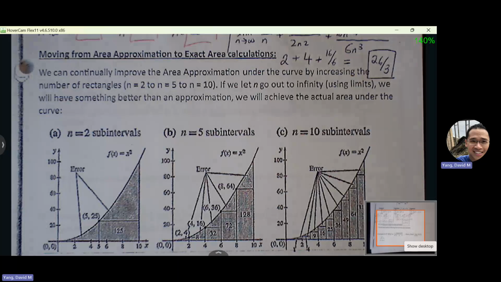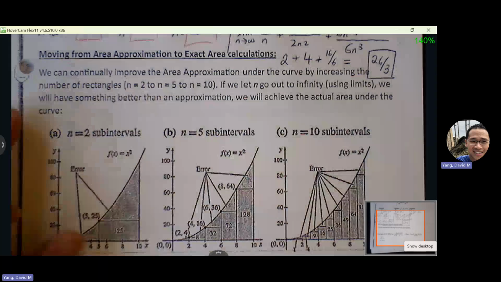All right, so let's look at the process of finding the exact area under the curve using this definition here. Okay, so let's go to page 10.